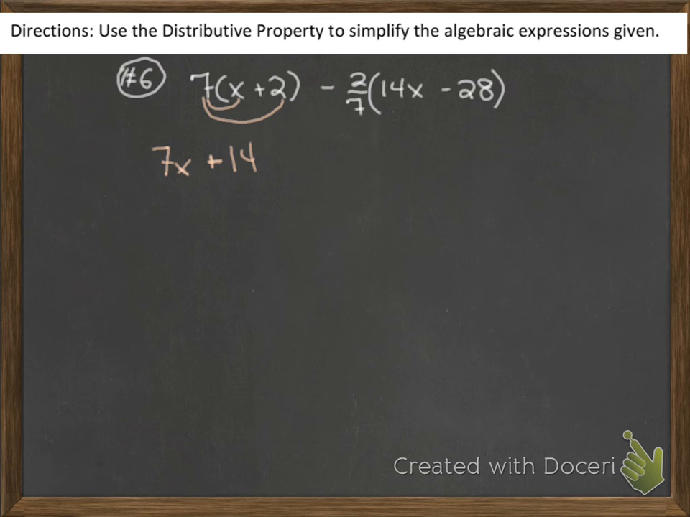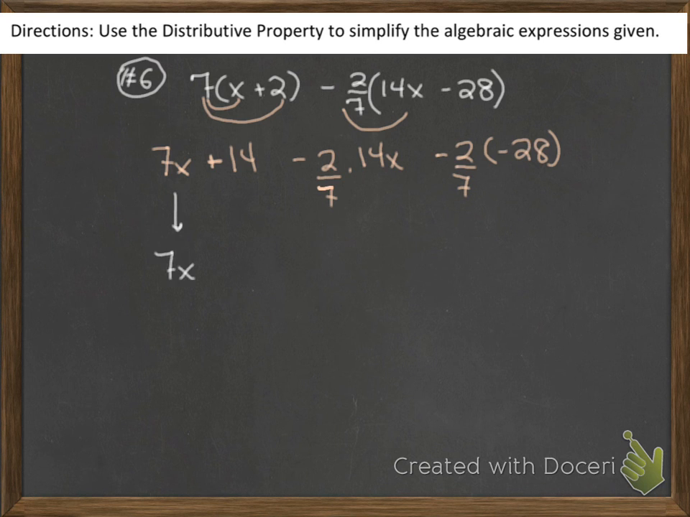Then it says minus 2/7 times the quantity 14x minus 28. So negative 2/7 times 14x. Because this is a little bit more complicated, a little bit more difficult to do in my head, I'm going to write it out. Then I have a minus 2/7 times a negative 28. Okay? So let's see if we can simplify some of these terms. So again, I'm just going to bring down the 7x, bring down the plus 14.